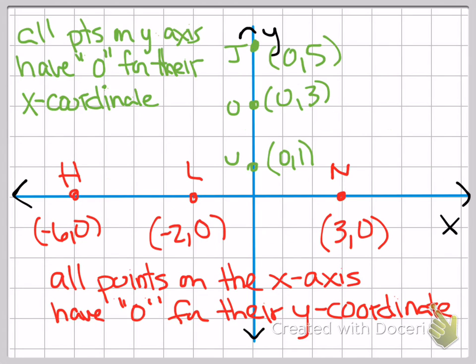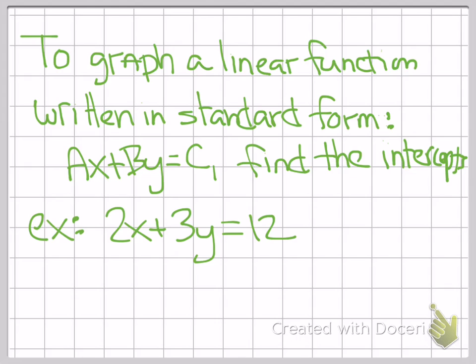As we saw back here, all points on the y-axis have 0 for their x-coordinate. All points on the x-axis have 0 for their y-coordinate. So we're going to do this. Number 1, we're going to let x be 0. I'm going to put 0 in for x, because when I put 0 in for x, I'm going to figure out what the y is. Now, this gets a little easy as we do this because of this.